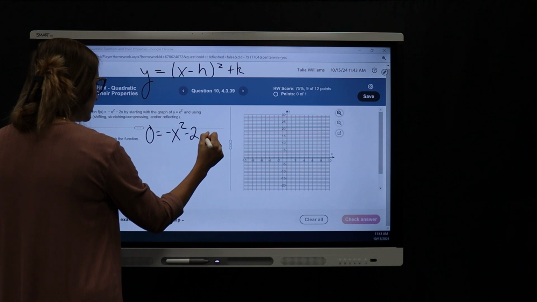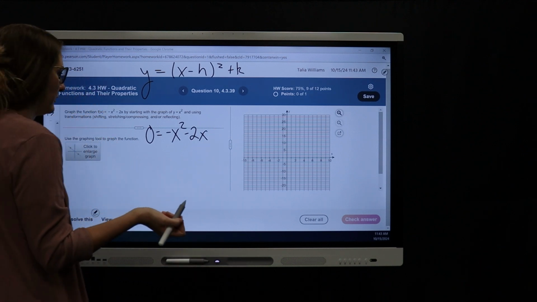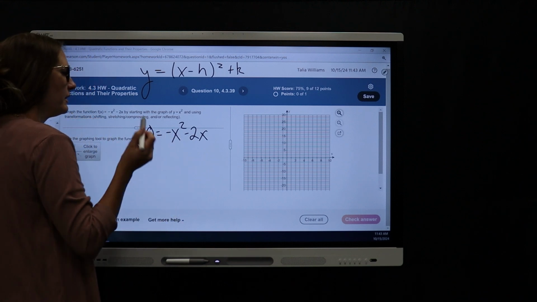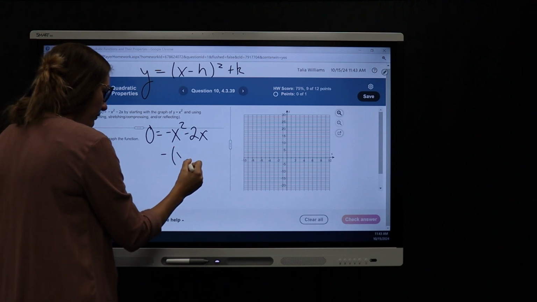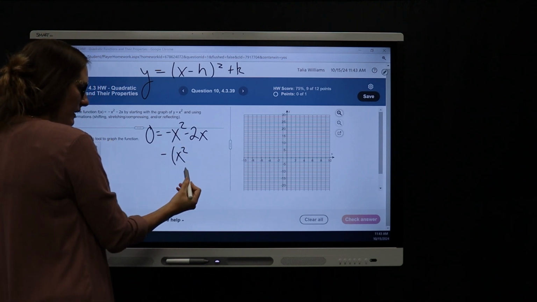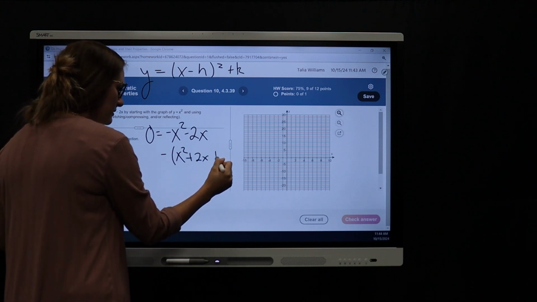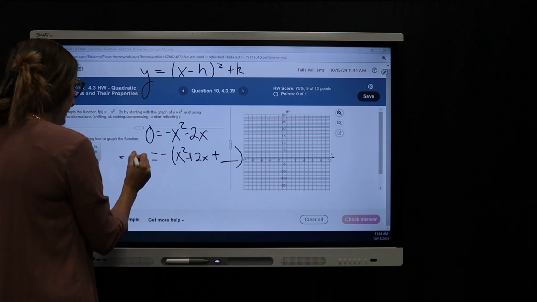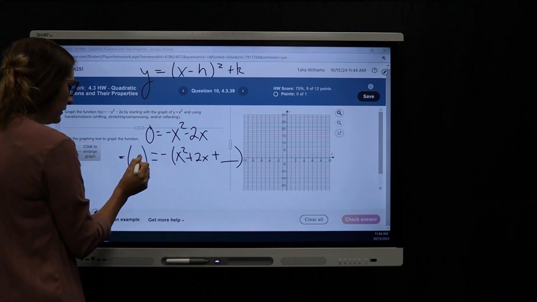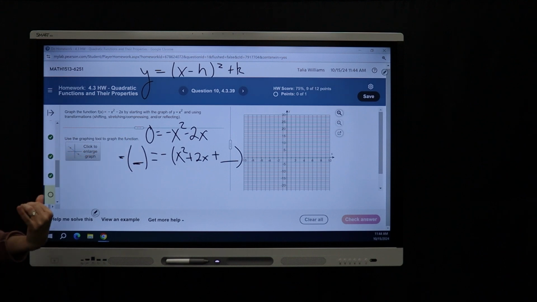-x squared subtract 2x. I know this graph is going to be reflected because there's a negative in front of x squared. If there's a negative in front of x squared, we have to factor that out. So negative divided by a negative is a positive. And then we're going to complete our square still. So on this side, when I complete that square, since there's a negative that I factored out, I have to keep that negative on the other side as well.